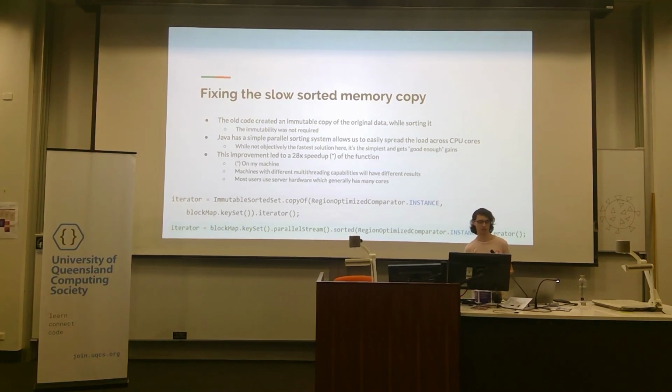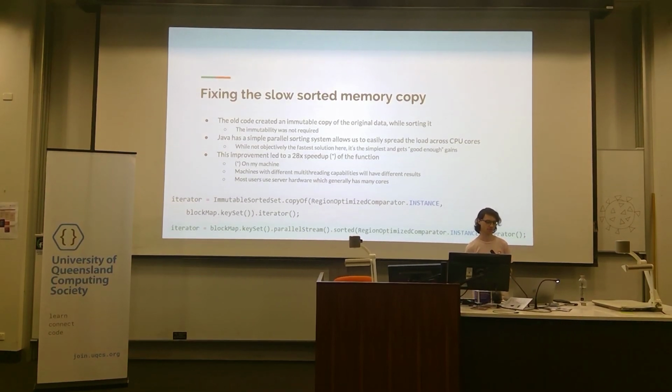With the sorted memory copy, this one was fairly easy to fix because we realized that we were creating an immutable copy. It didn't need to be immutable. Also, it was being done on a single thread. There were no data dependencies here that prevented us from doing this in a multi-threaded way. And also, Java has a really nice parallel sorting system, so we just switched it to that. This is not really the fastest solution, but it gave us really good speed ups, and anything faster would have vastly overcomplicated the code. So we decided this was good enough, which is a trade-off that often makes sense to make when doing optimization. So the improvement we got here was 28 times.